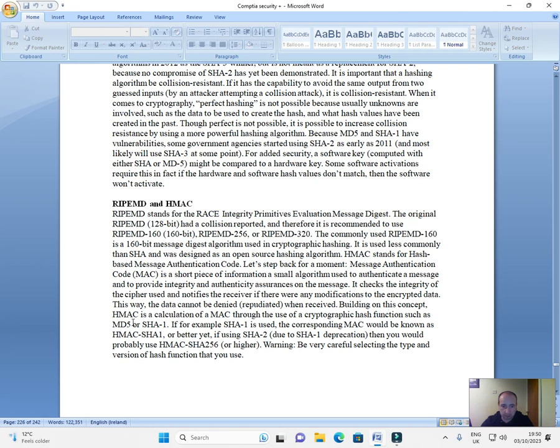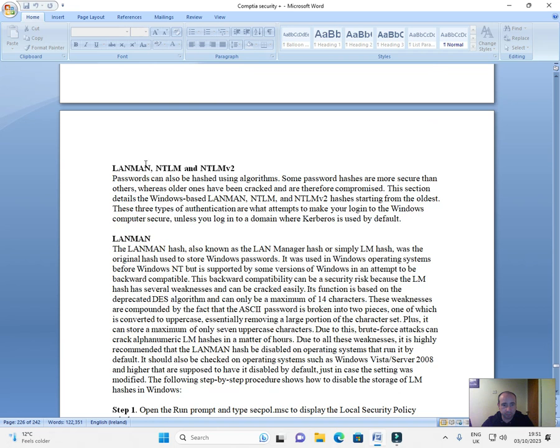Building on this concept, HMAC is a calculation of a MAC through the use of a cryptographic hash function such as MD5 or SHA-1. If, for example, SHA-1 is used, the corresponding MAC would be known as HMAC SHA-1, or better yet, if using SHA-2, due to SHA-1 deprecation, then you would probably use HMAC SHA-256 or higher. Warning, be very careful selecting the type and version of hash function that you use.